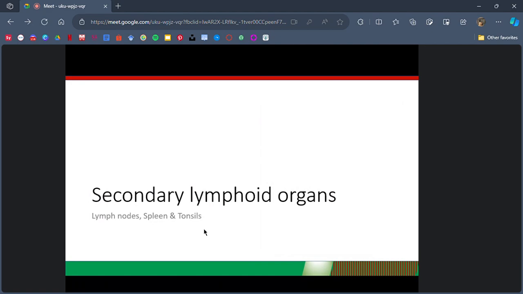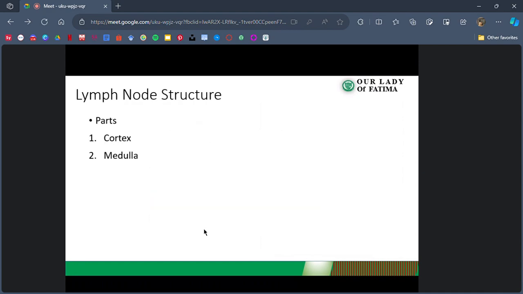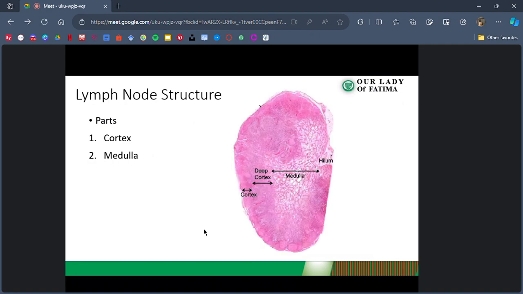Next, let's discuss the secondary lymphoid organs. Lymph nodes are small ovoid bodies found at intervals in the course of the lymphatic vessels. The lymph node is enclosed in a fibrous connective tissue capsule, and like the thymus, it is comprised of an outer cortex and an inner medulla.